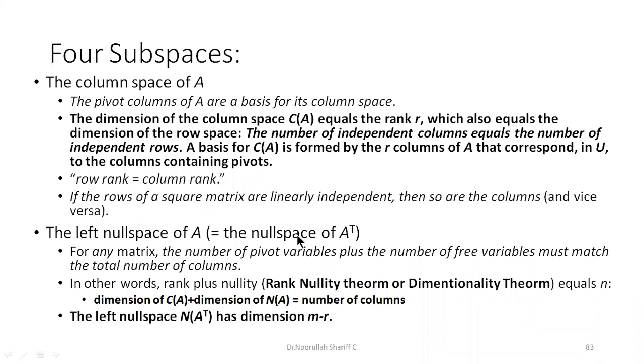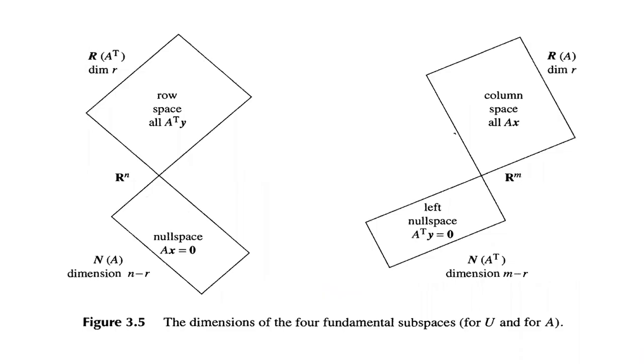So you take the transpose of A and then find the null space. It becomes the left null space of A. That's all. And the left null space has dimension m minus r. Now this is how we represent the four different spaces.